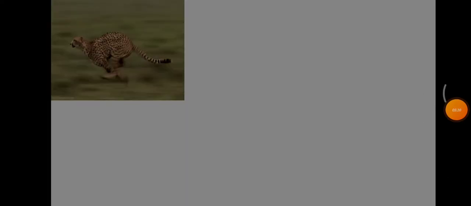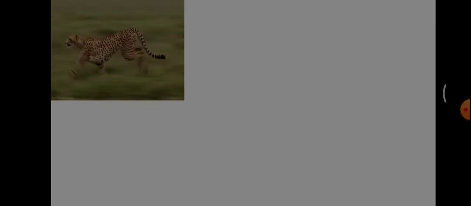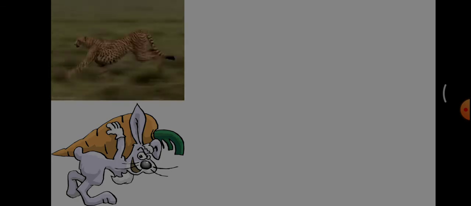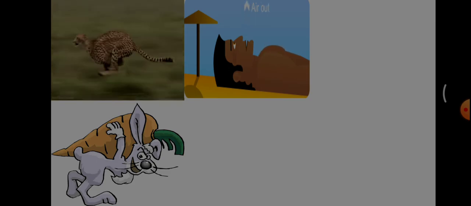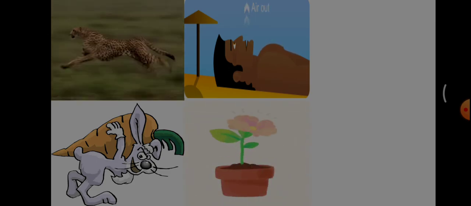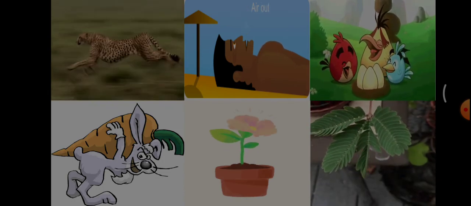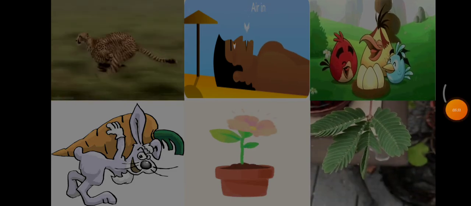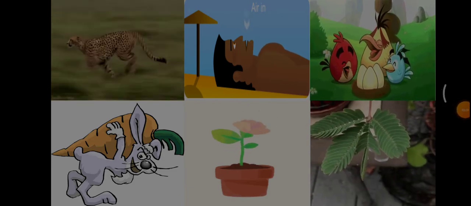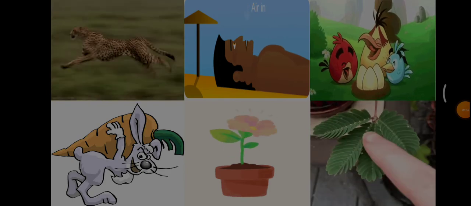I have taken a few examples of the basic things a living organism will undergo. The first one is movement, the second is nutrition, respiring or breathing in higher organisms, and growth, reproduction, and senses, isn't it? Here it is a plant, but still it responds to the external stimulus.